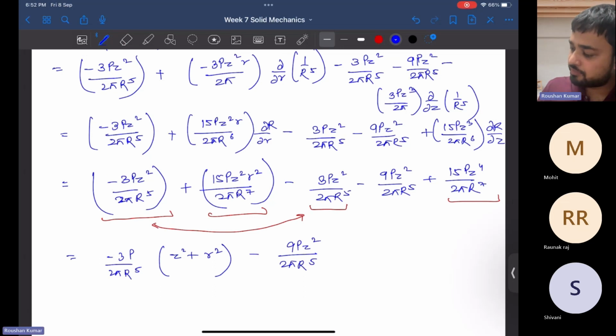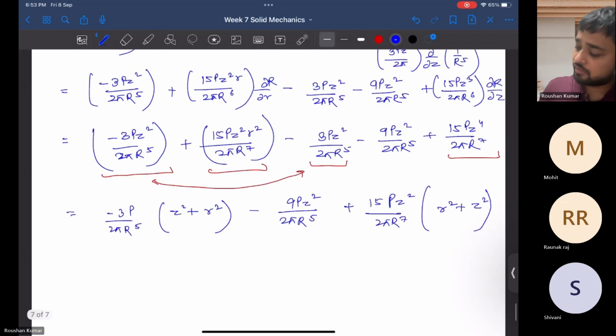And now this term, 15p z square r square upon 2 pi r to the power 7, and 15p z square. Here we are taking common 15p z square upon 2 pi r to the power 7. The common term is r square plus z square. And if you compare, here also z square, and r to the power 7 here.